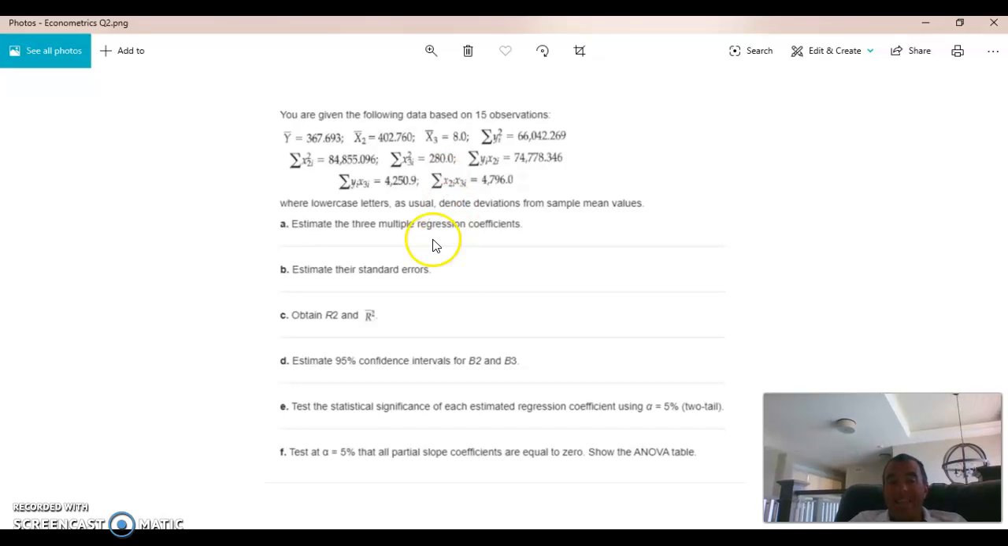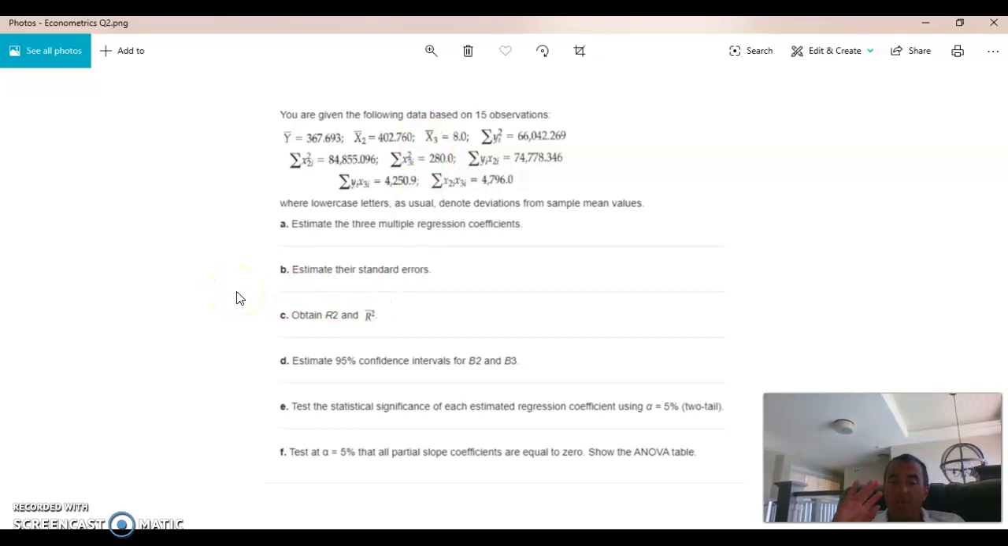Then we're going to look at the standard error. You want to be able to calculate the standard error. You want to obtain the R squared and the adjusted R squared values. They also estimate the 95% confidence intervals for B2 and B3 as well. Those are the two variables that we look at, B2 and B3, in this calculation.